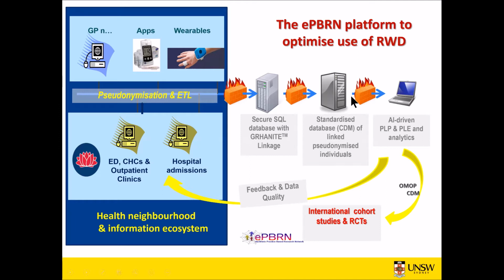and it becomes a data set of anonymized individuals that we use for data analytics and conduct what we call PLP, or patient level prediction, and PLE, population level estimation studies. So basically, we are looking at both individuals, as in clinical research, as well as population level research. Because we use a common data model that's consistent with the international community called OHDSI, the Observational Health Data Science and Informatics community, we can link up with them to do international cohort studies and run trials.